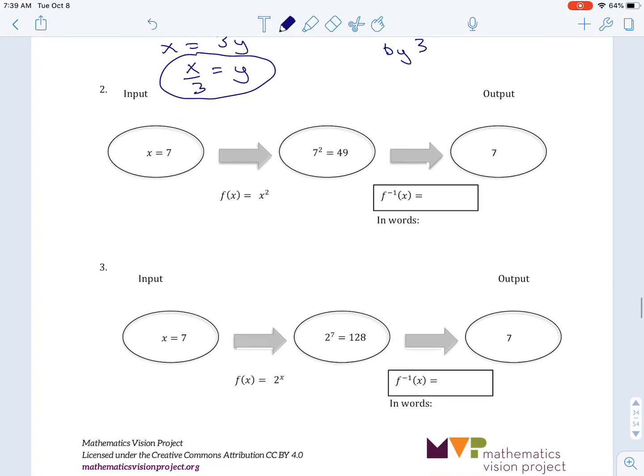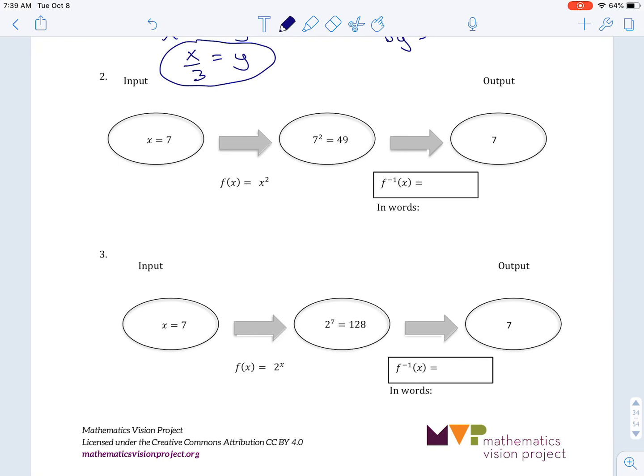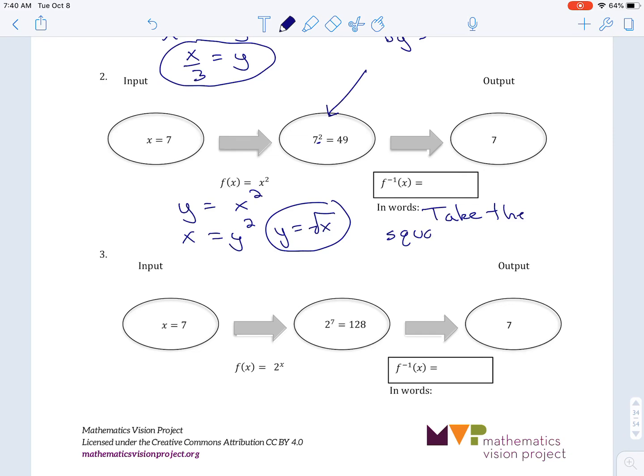Number 2, x is equal to 7. 7 squared is 49. And then we have 7 again. So we're going to have y equals x squared. We're going to have x equals y squared. Then we're going to have y equals the square root of x. And in words, well, what would we do here? What's the inverse operation of this? That would be square root. So I would take the square root of both sides.